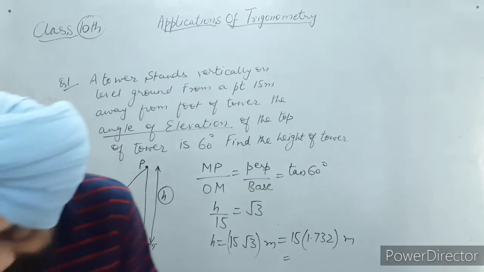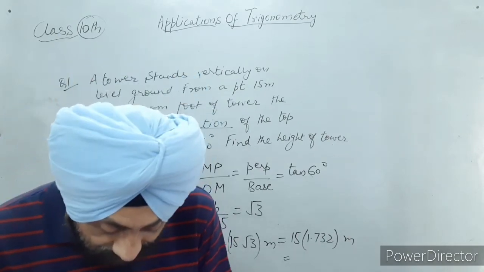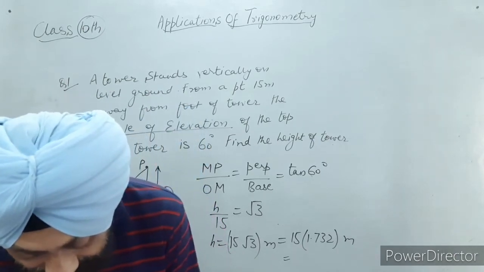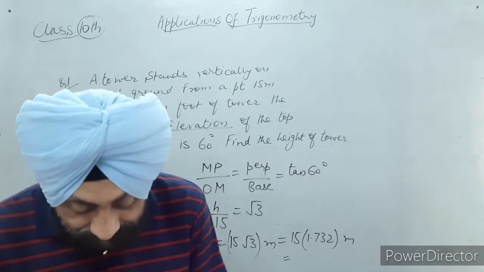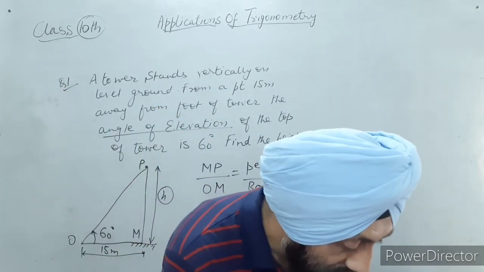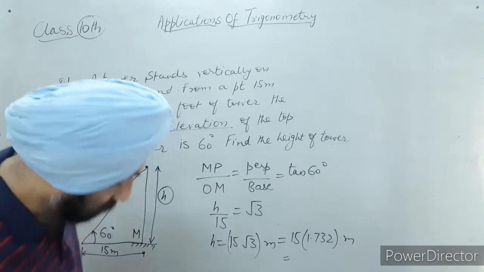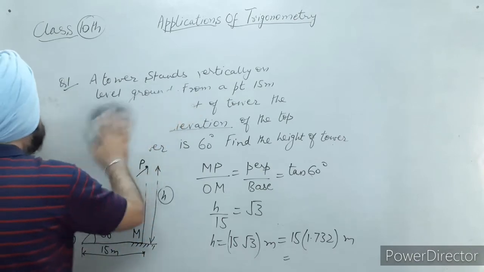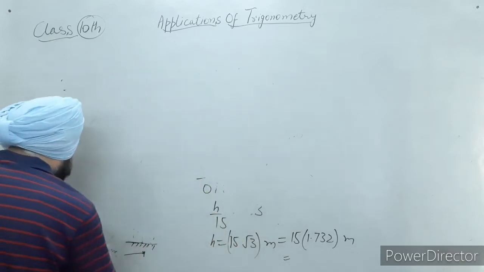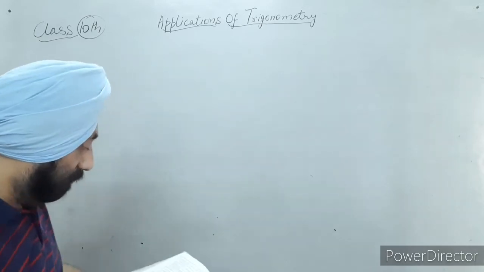Now, the second question. But again I am saying, just go through that table of trigonometry ratios, so that it becomes easier to put down the values of the trigonometric ratios. Now, the second question is like this. It's again a very important sum. It was there in one of the board exams.